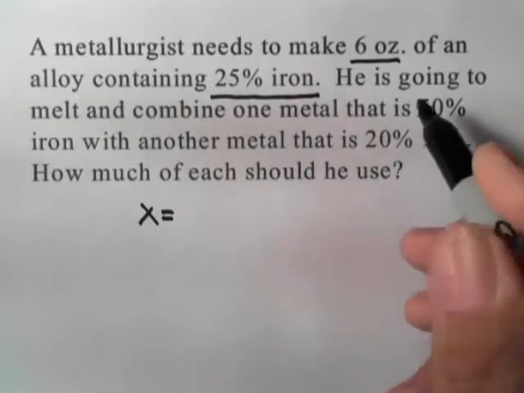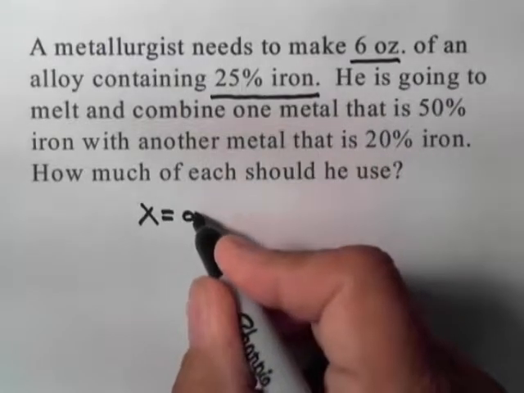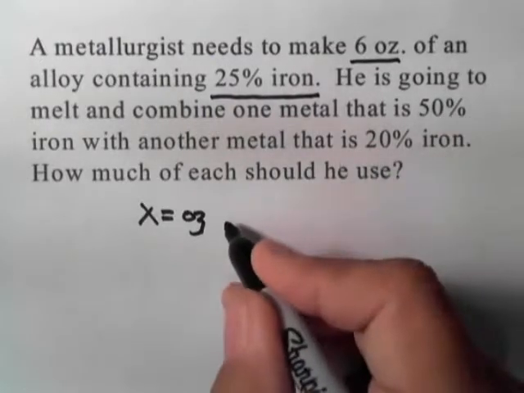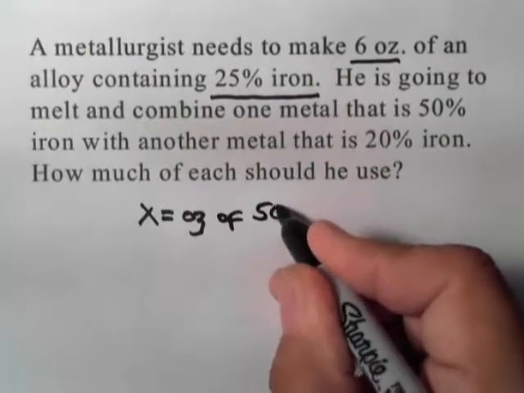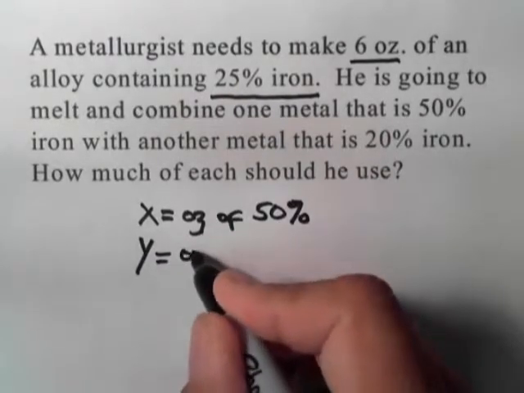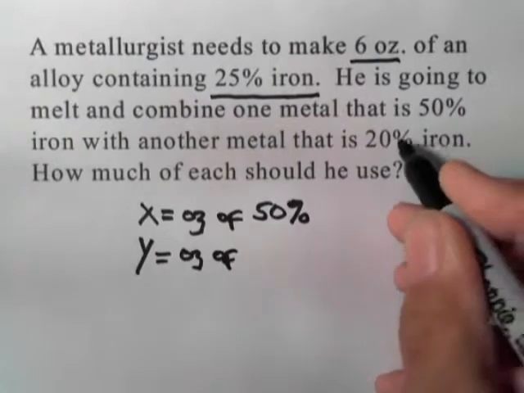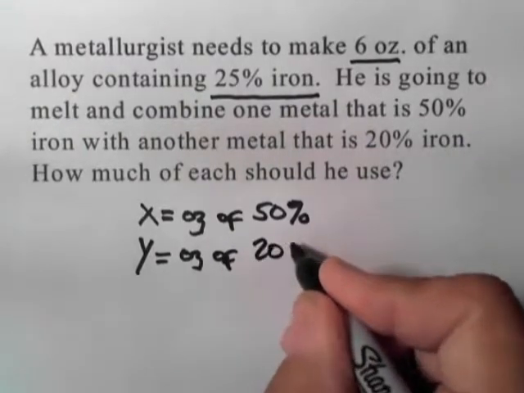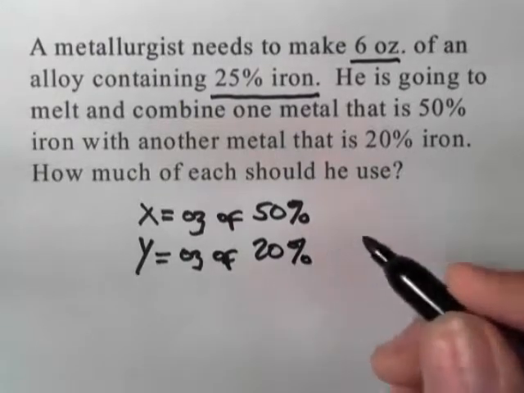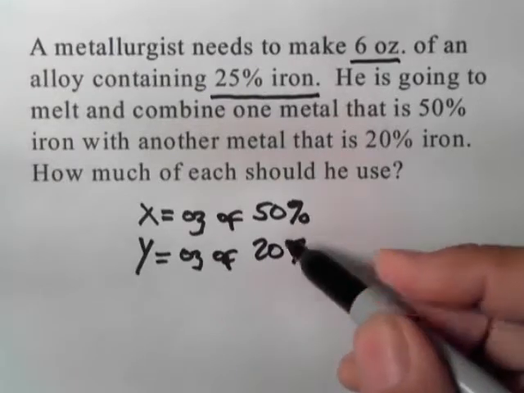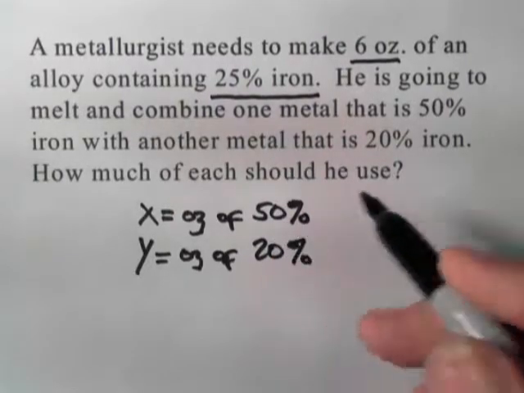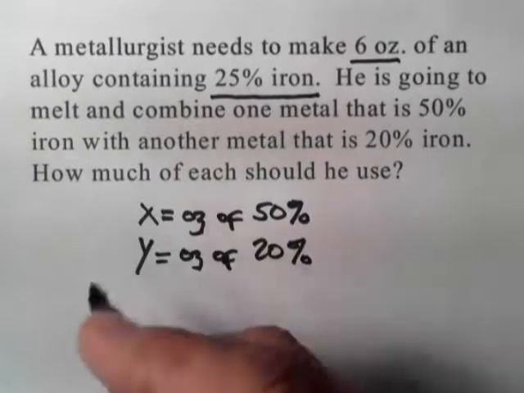Let's say x equals, now notice again it's in ounces, so that's why I know what units to put here. X equals the ounces of, let's say, the 50% iron mixture he's going to be using. And we'll put y here equals, again, the ounces of, and what's the other one here? 20% iron. Okay, so once again, we've got these labels so we know what we're doing, and anybody looking can tell what we're doing. Now remember, of course, the final mixture has to be a value between 20 and 50, and 25% is definitely between these, so it's something that's going to work for us.